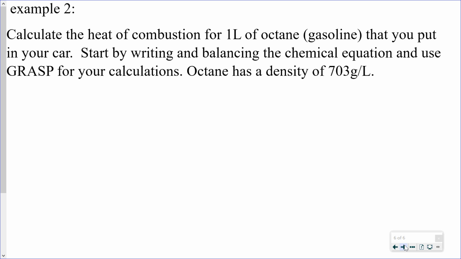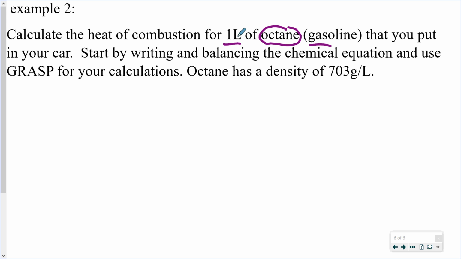So let's go ahead and do one more. I'll just bump it up a little bit. In this case, rather than starting with calculating the amount of energy in a mole, I'm giving you a realistic number for gasoline, which is made up primarily of the fuel octane that you might put into your car, and the units that we use when we fill up a tank, and that is liters. So calculate the heat of combustion: when you burn 1 liter of octane, how much energy is released in the form of heat?